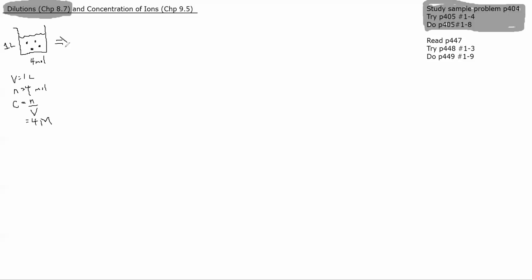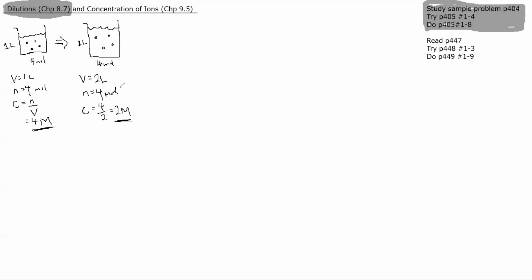But then let's pretend I add the solvent, typically water, to this so that the volume is now 2 liters. I added water to this, remember? I didn't add any solute to it. So how many moles of the solute is still in this solution? Well, the answer is 4 moles. So if I were to work this out, the volume is 2 liters. The number of moles have not changed. So the concentration, quick maths, 2 moles per liter. The concentration was halved because we increased the volume.